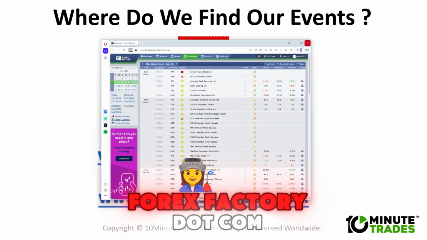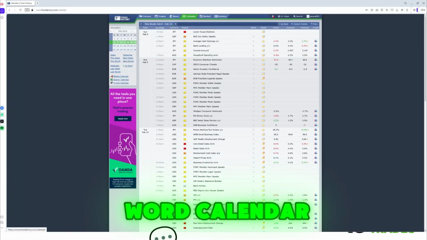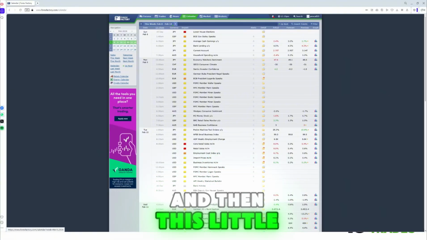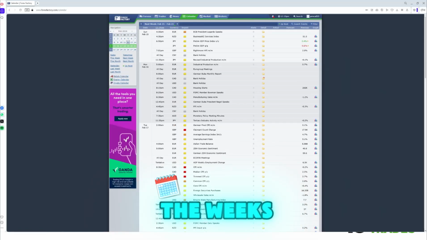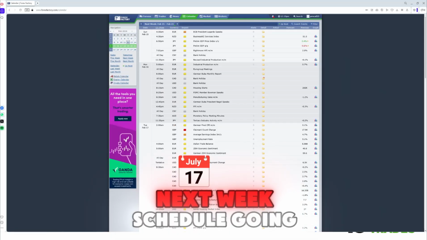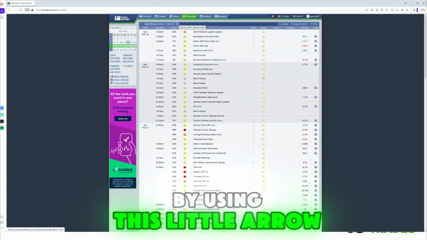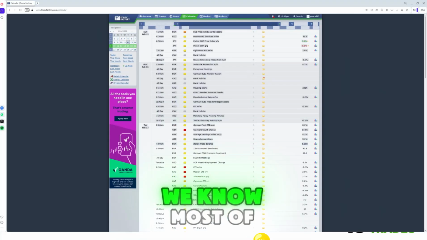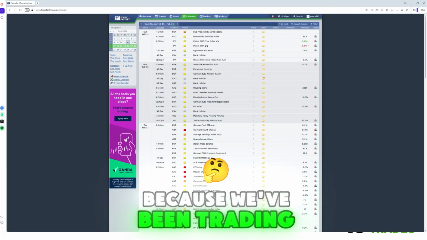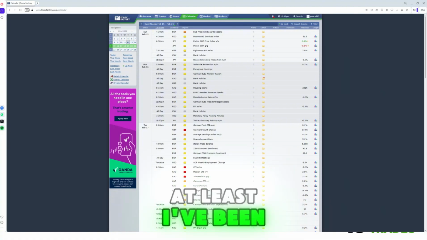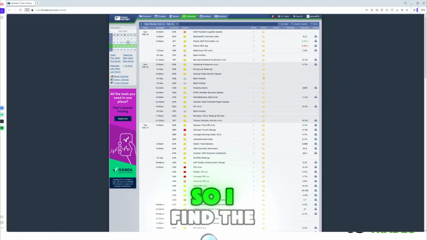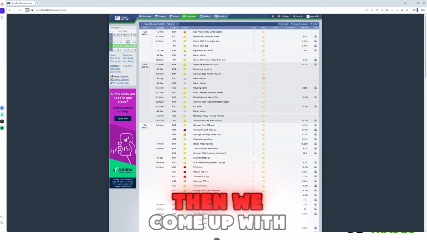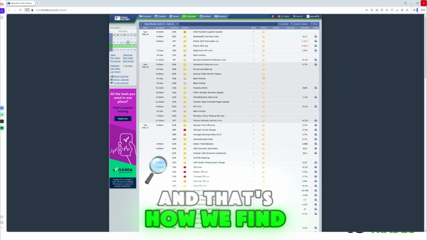When you go to forexfactory.com and just click the word calendar, it gives you a full week of events that you could trade. And then this little arrow up here changes the weeks. So I can get next week's schedule by using this little arrow. I can now see all the events coming up next week. We know most of these events because we've been trading them for 8 years. At least I've been trading most of these events for 8 years. So I find the events that have the most impact. We study them, and then we come up with trade setups, and that's how we find our trades.